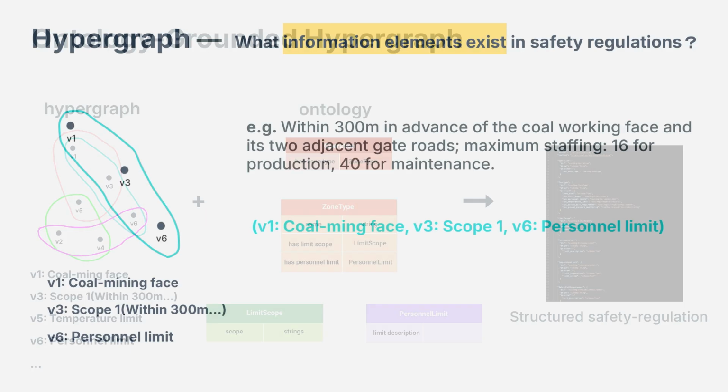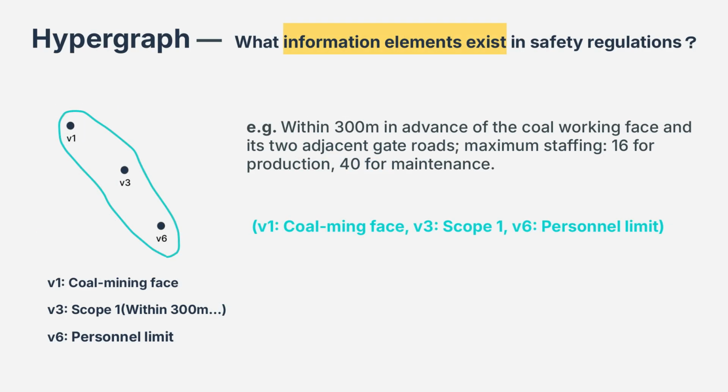Okay, let's break it down. Here, the hypergraph helps us answer a simple question: what information elements exist inside a safety regulation? By looking at a single hypergraph, we can see the rule broken down into its core components: the working phase, zone type, scope, and the personnel limits. So instead of treating the rule as one long sentence, the hypergraph reorganizes it into a set of clearly defined elements.